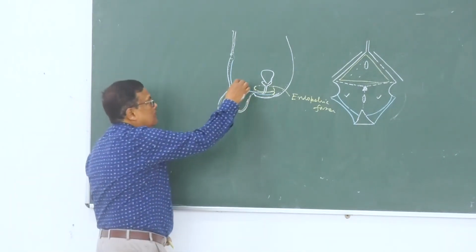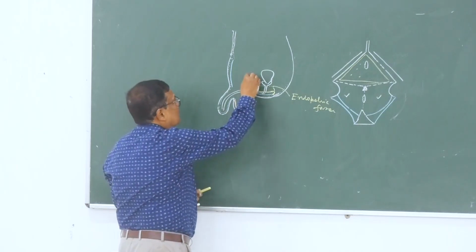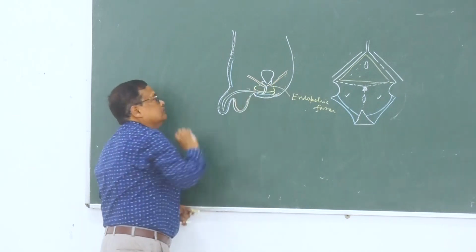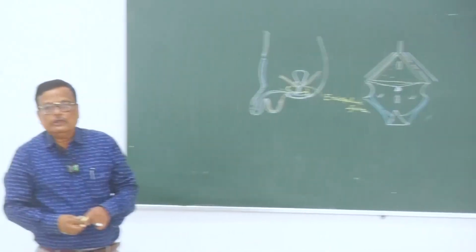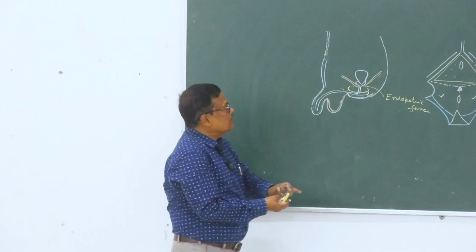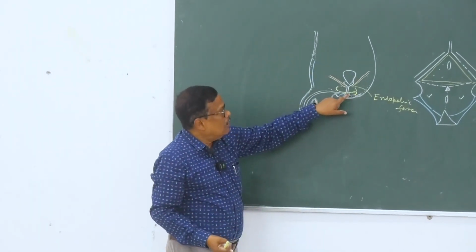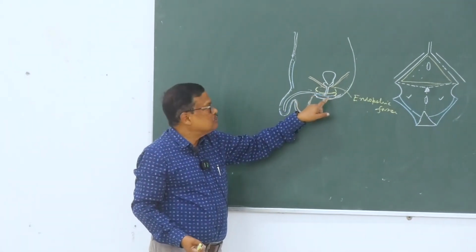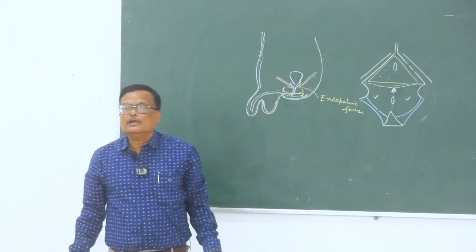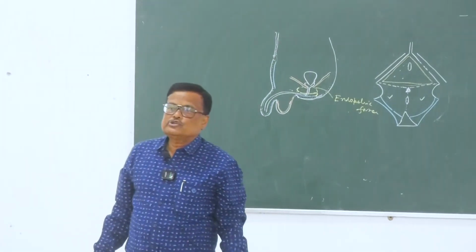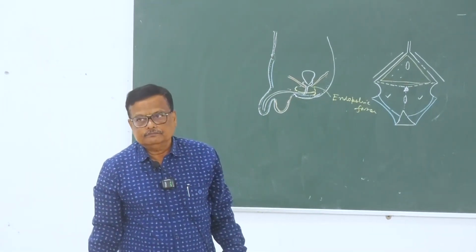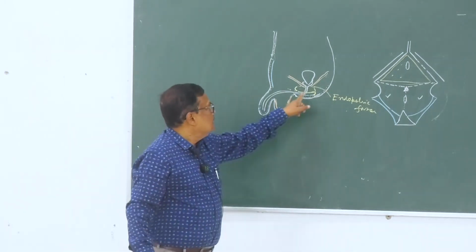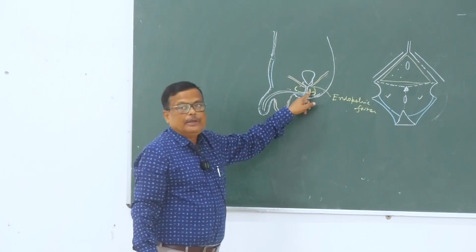And here is the muscle levator ani or pelvic diaphragm. So you definitely look, there are two spaces. One is here, one is here. This lower space we call superficial perineal space or superficial perineal pouch. And above this, the deep perineal pouch.